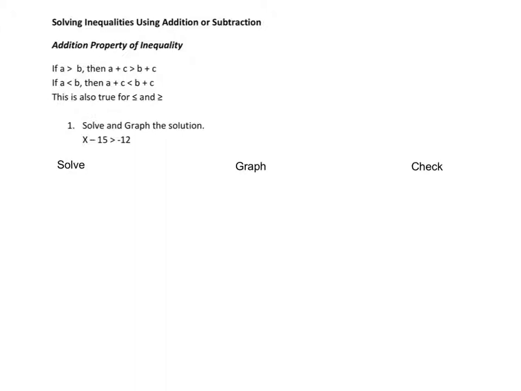When solving inequalities, you treat them the same way that you treat equations. x minus 15 is greater than negative 12. As I go to solve this, I'm going to add 15 to both sides, which in this case is the addition property of inequality. And I end up with x is greater than 3. Again, it's the same as solving an equation, we just have the inequality sign.